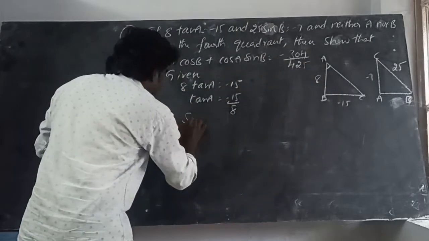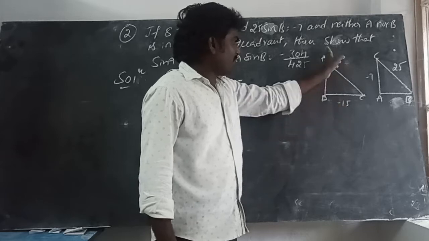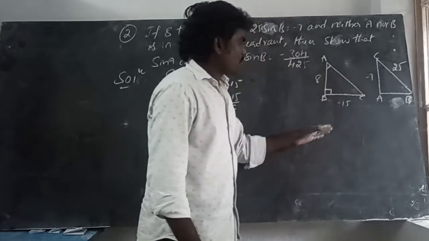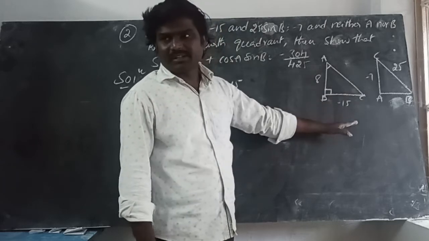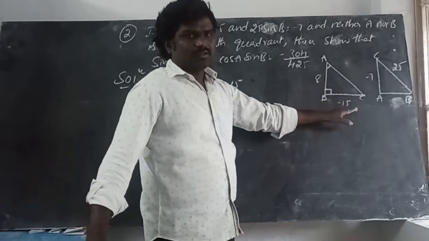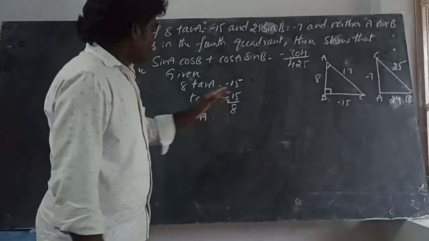So then for sin A, here 8, 15. By the Pythagoras theorem, hypotenuse square is equal to side square plus side square. Pythagoras triplet 8, 15, 17. So sin A.